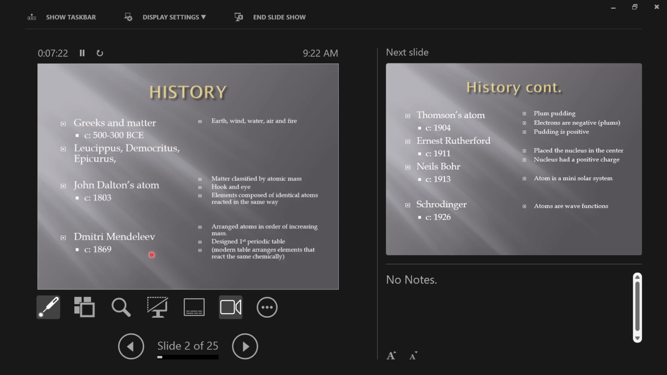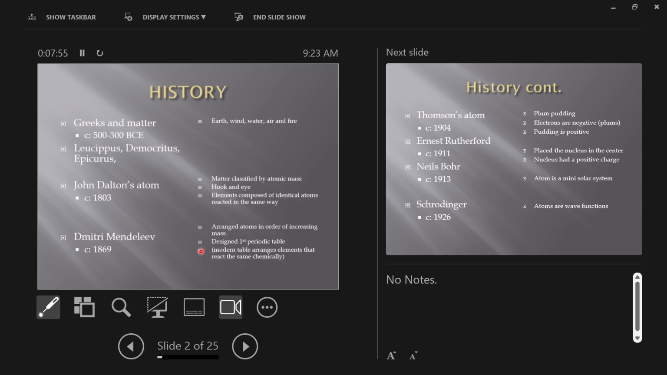Fast forward to 1869, so no big discoveries worthy of putting on this for the next 60-something years. And you fast forward to somebody named Dmitri Mendeleev. Mendeleev is the one that you can credit for the periodic table. He built that first periodic table and made the modifications to it to get the current one that we have. He arranged atoms in order of increasing mass, designing the first periodic table because of that. And our modern table is very similar in that way.